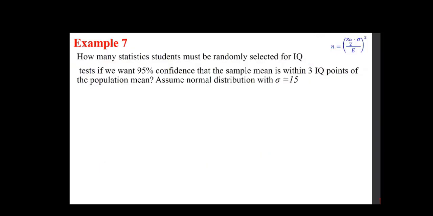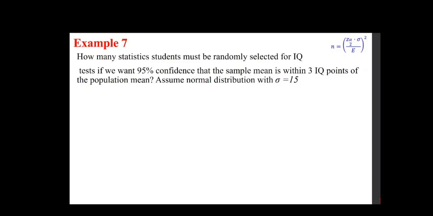How many statistics students must be randomly selected for IQ tests if we want 95% confidence that the sample mean is within 3 IQ points of the population mean? Assume normal distribution with sigma equal 15. We want to make sure we understand what's given.